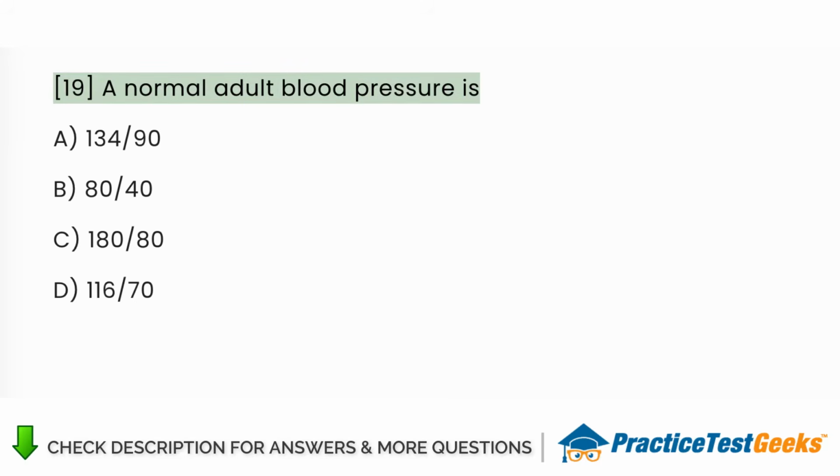A normal adult blood pressure is A. 134/90. B. 80/40. C. 180/80. D. 116/70.